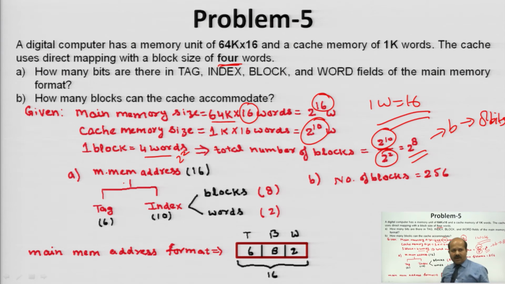Now, as we have already done, the main memory address is divided into 2 parts, tag and index. Index size equals cache size, so that will equal 10, and that index is further divided into block and word bits. 8 bits for block we have already calculated, and in each block there are 2 to the power 2 words, that means 2 bits are required for word. So 8 and 2 are given to block and word. The remaining is 6, because the main memory address size is 16. So 16 minus 10 equals 6. So tag will come as 6 in this case.